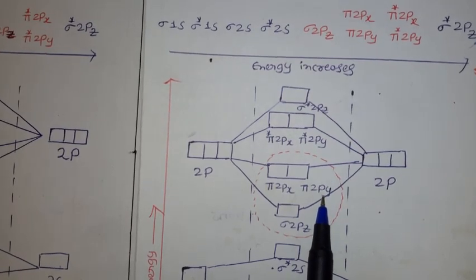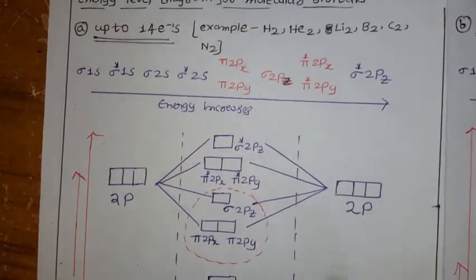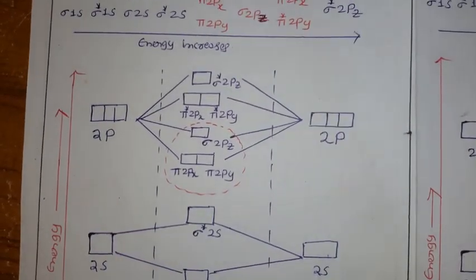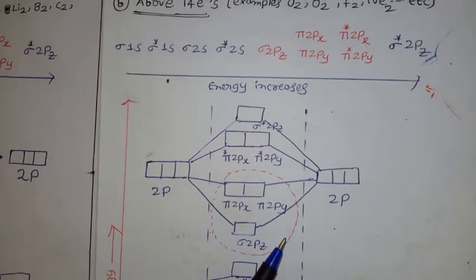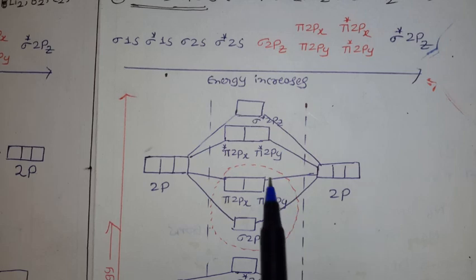So you just have to count the electrons. If it is up to 14, you have to follow this diagram. If it is above 14, you have to follow this diagram. The variation is different only here; you are going to get the difference only here.